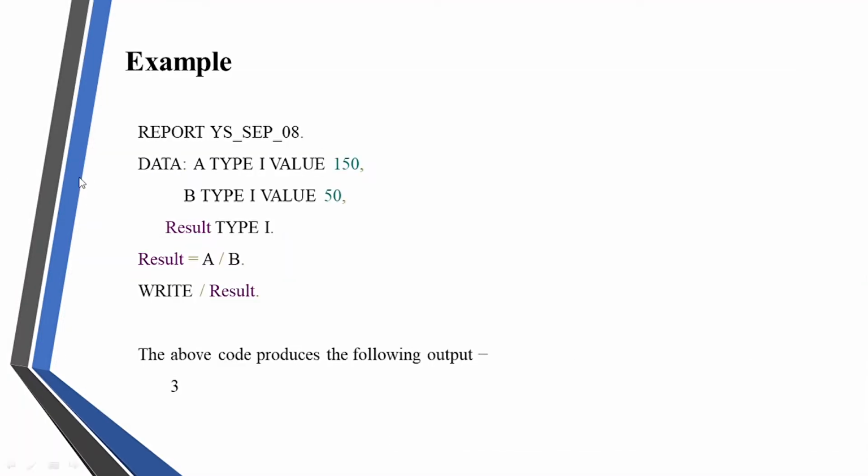See here, we have a sample program. A type I value 150, B type I value 50. The result will be stored in result itself. Result is equal to A divided by B, that means 150 by 50. Here we are using the divide operator, that means we will get the quotient. If you use A mod B, then it will give you 0 as the output.